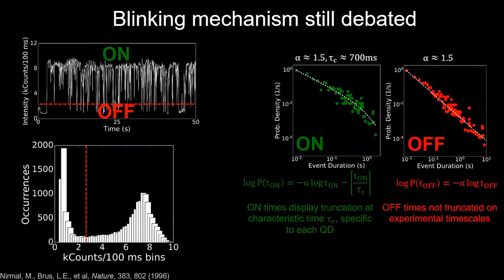Things get a little weirder when we look at the on state. We still have this power law decay with about the same exponent, but the on state comes with an exponential truncation. The implication here is that dots will turn off in the long time limit, which is obviously detrimental if we're using quantum dots as fluorophores.